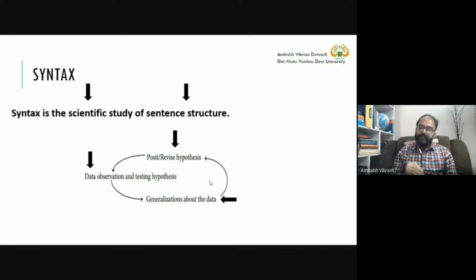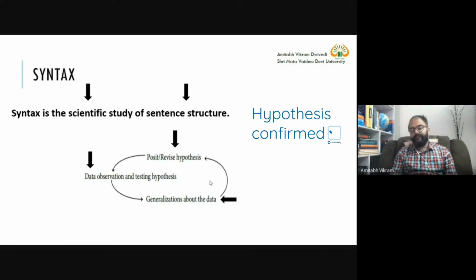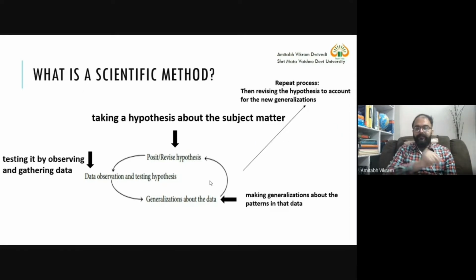And we have discussed that if you want to conduct a research, the first thing you posit, the first thing you take, is a hypothesis. A hypothesis is a formal statement about the research. The entire thing is scientific: we take a hypothesis about the subject matter, test it by observing and gathering data, make generalizations about the patterns in the data, and then revise the hypothesis to account for the new generalization. This entire thing you do all the time. So this is actually a scientific method.